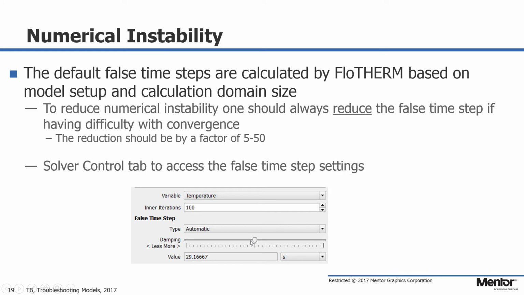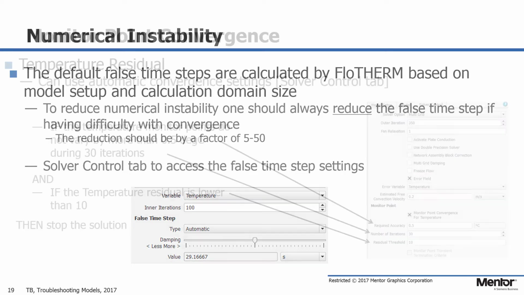If you pull this slider to the right, you will reduce the false time step, or in other words, slow down and stabilize the solution. You can also manually type in the value by pulling down this menu and clicking user defined.